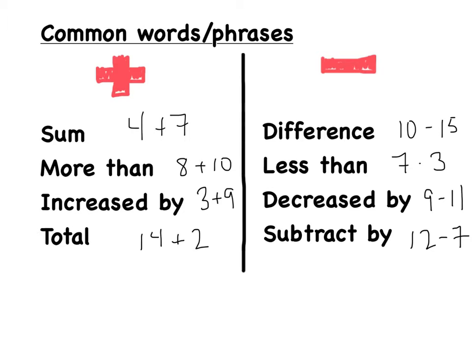I said subtract 7 from 12, the 12 comes first in the expression. So with this, you're wanting to take away 7 from the 12. You're not wanting to take 12 away from the 7.